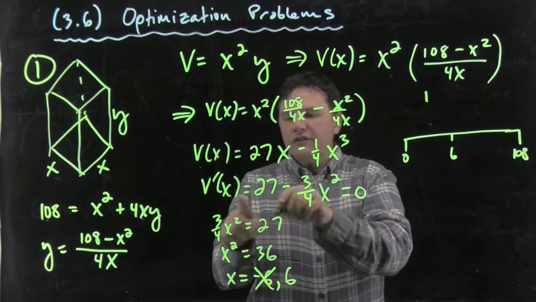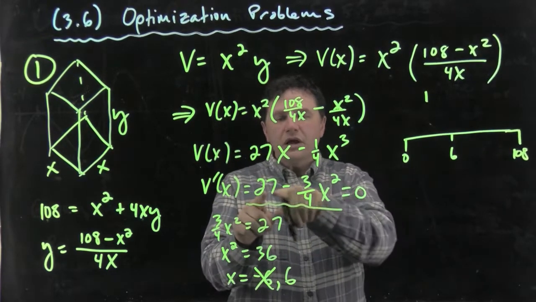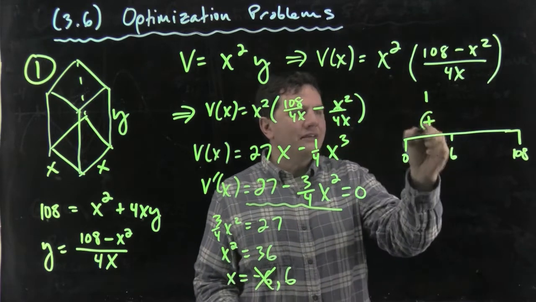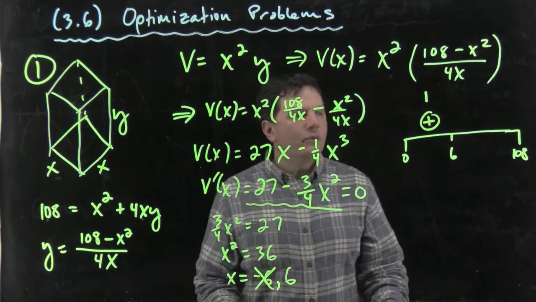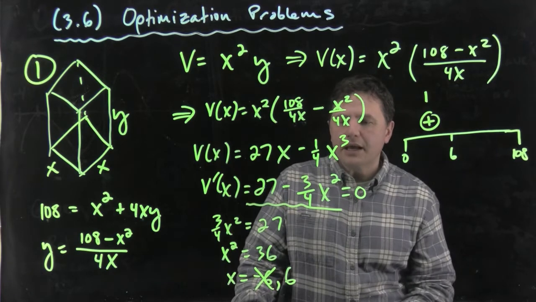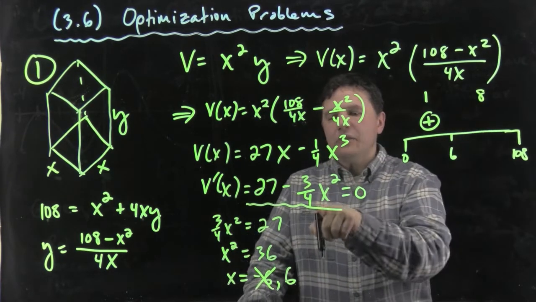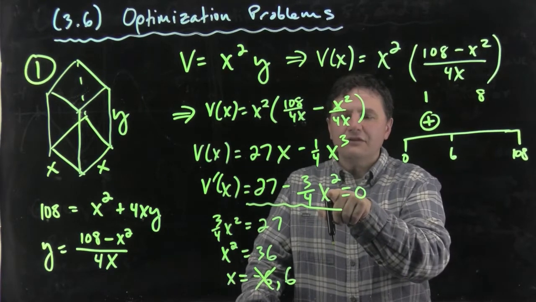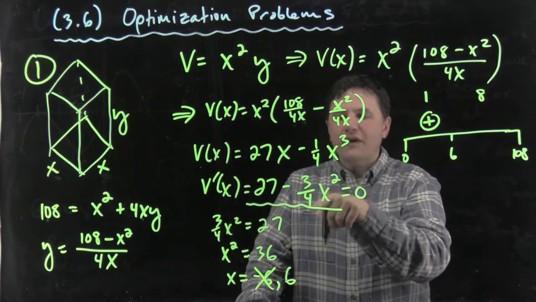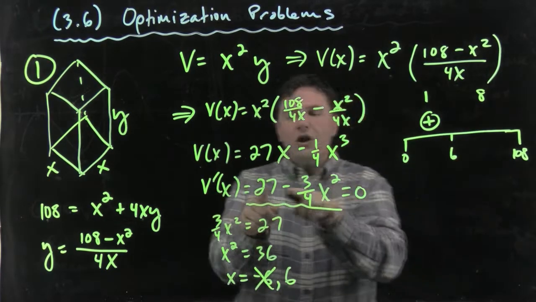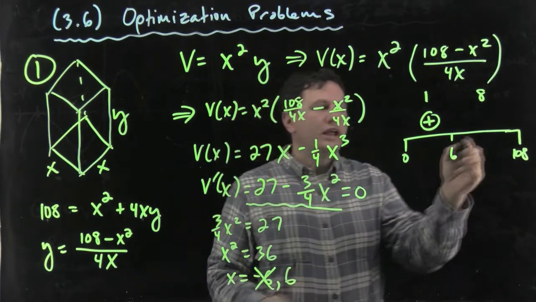So if I plug 1 into our derivative here, this will be 27 minus 3/4. I don't care about the value here other than that it's positive. Then let's pick another value. I'm going to pick 8, because I can square that. That's 64. 64 divided by 4 is 16. 16 times 3 is 48. All I care about is that 27 minus 48 is negative.